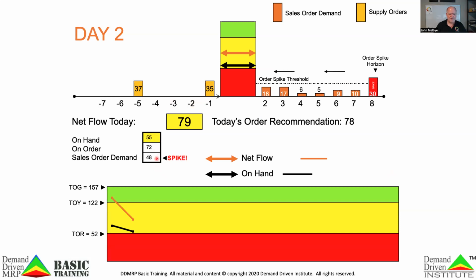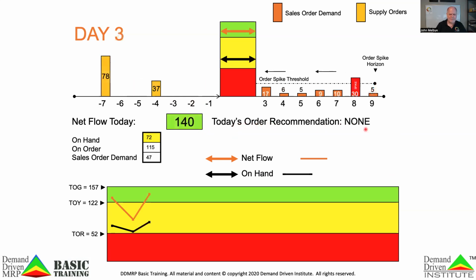On hand plus on order minus the qualified sales order demand gives us a net flow of 79, which means we're going to order. Because we're in the yellow, we're going to order up to the top of green. So we're going to place an order for 78.